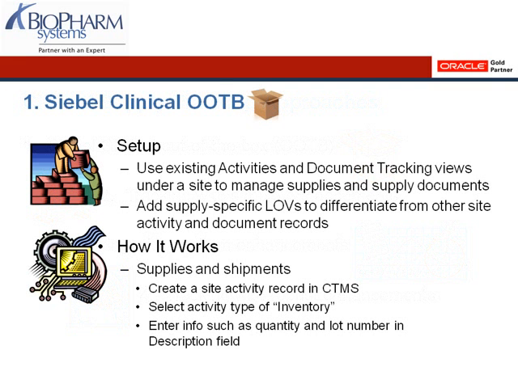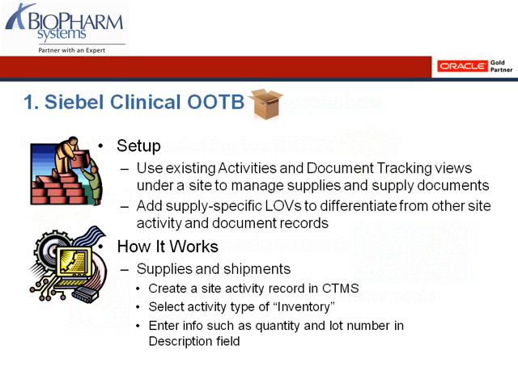So the first, we can look at Siebel Clinical Vanilla and see what our options are. So from a setup perspective, we can use the existing site activities and documents views and track various records for supplies here, and just use vanilla fields to add descriptions and comments related to each activity or document. You can also add supply-specific activity type values to differentiate from other general activities or documents.